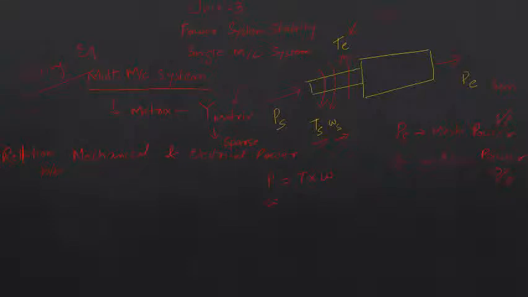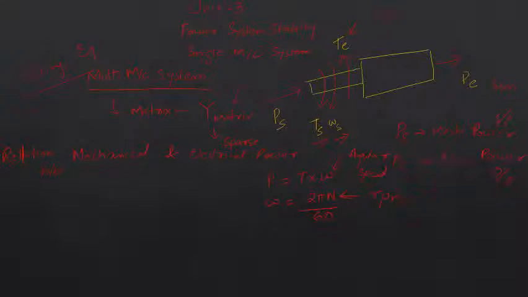And what is speed? Speed is 2 pi n upon 60. So this is our angular speed, and this is in rpm. You can say it is not linear.